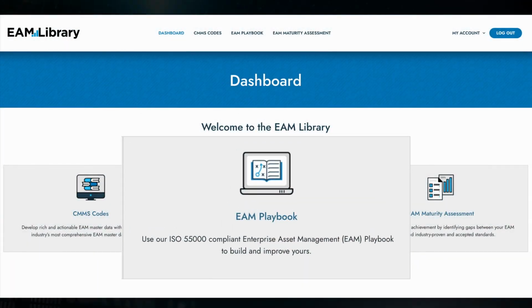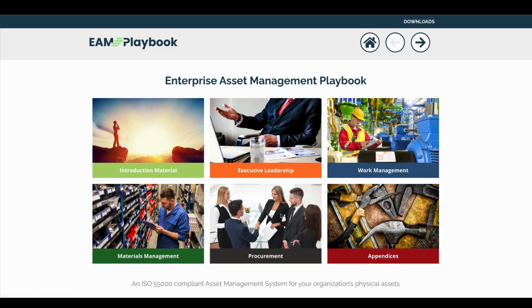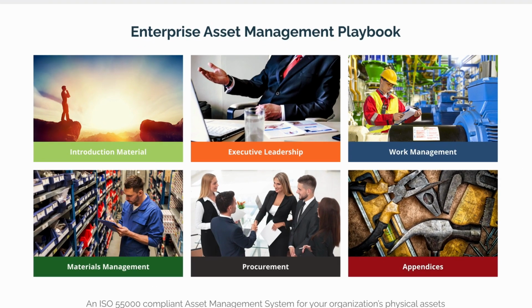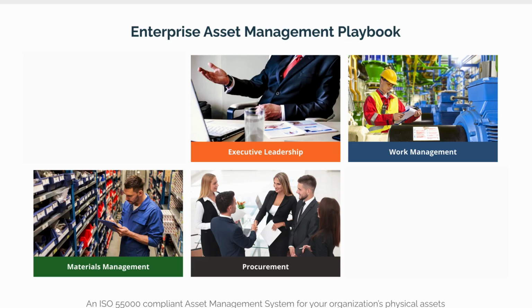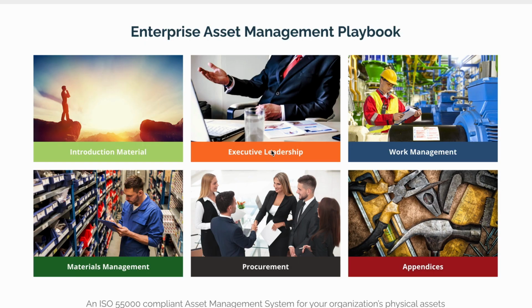The EAM Playbook is a comprehensive guide for achieving asset management goals and is based on ISO 55000 standards. The playbook will help you create a detailed asset management strategy for your organization to implement. The first thing you'll notice is the playbook is organized by key business functions: executive leadership, work management, materials management, and procurement. Asset management always begins at the highest level, so let's dig into executive leadership first.